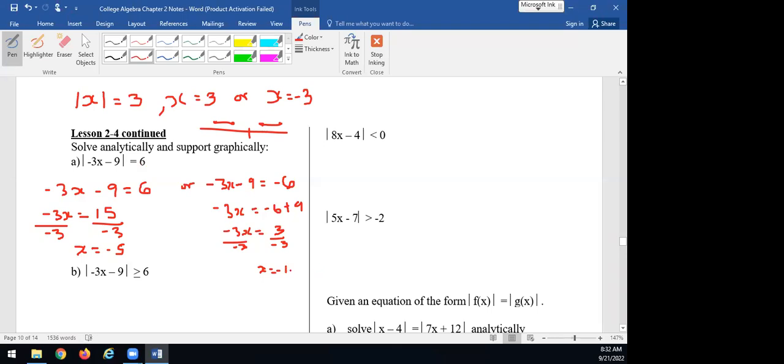Now let's test when it's negative 1. What's negative 3 times negative 1? Positive 3. And then 3 minus 9 gives us negative 6. But because it's inside the absolute value, just like here, it's just going to be 6.